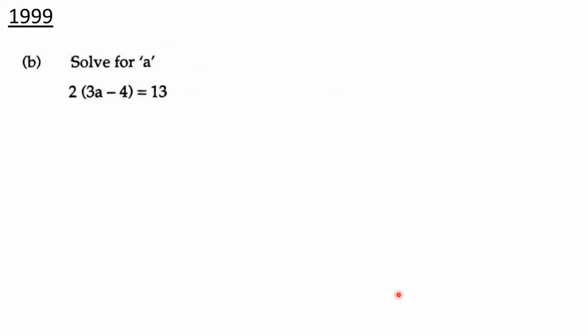Okay, let's move on to this next question. We have 2 times 3a minus 4 is equal to 13. What we're going to do here is multiply 2 by 3a, and 2 times 3a is definitely 6a, and then we're going to multiply 2 times 4. 2 times 4 is definitely 8, and that's going to be equal to 13. So we have 6a minus 8 equals 13.